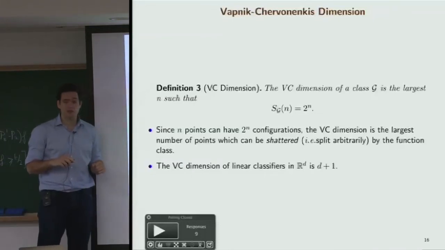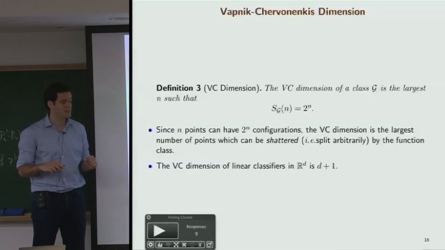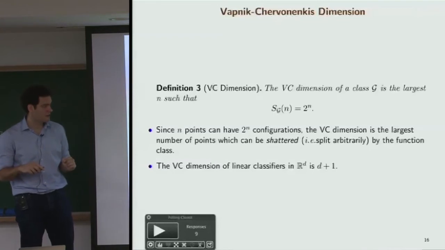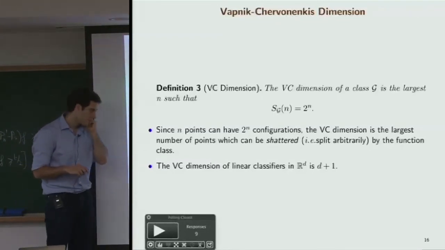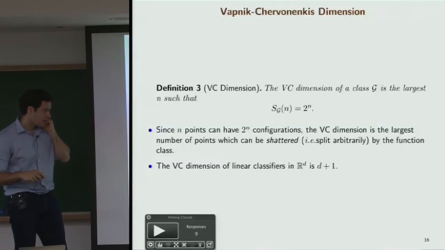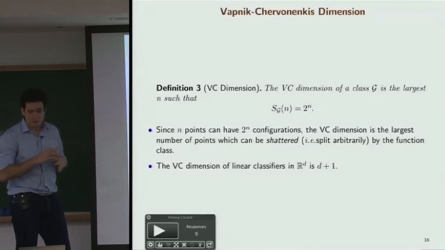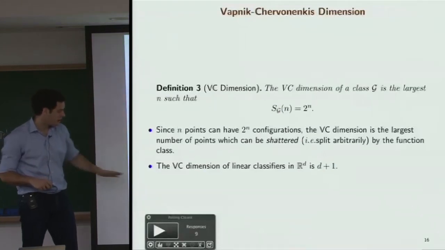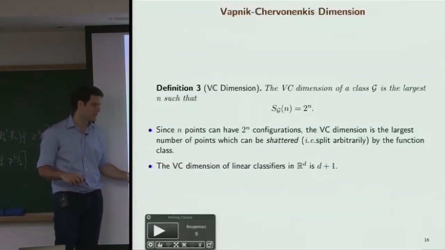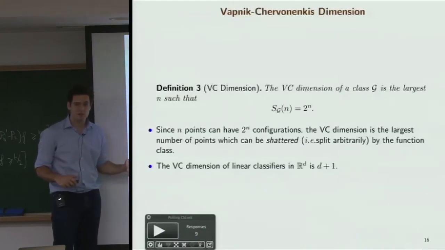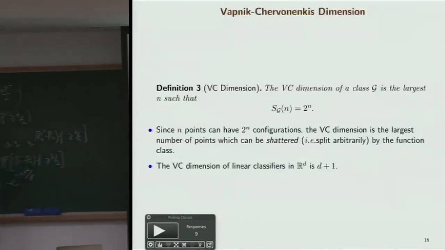So the VC dimension, the Vapnik-Chervonenkis dimension of a class of functions G, is the largest n such that S_G of n is equal to 2 to the power n. Since n points can have 2 to the power n configurations, the VC dimension is the largest number of points which can be shattered, like split arbitrarily with respect to any labeling by the function class. And here I'm writing that the VC dimension of linear classifiers in R^d is exactly d plus 1.